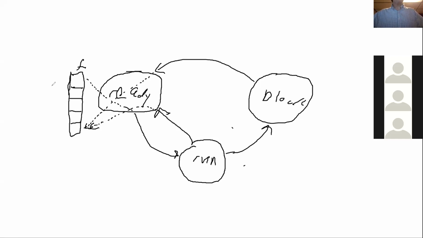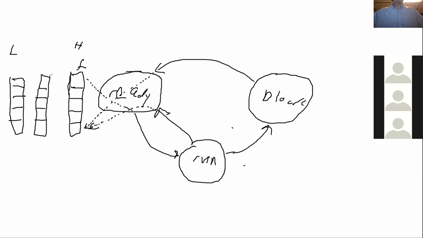Now, what the multi-level feedback queue does is actually put several queues here. I'll draw, say, just 3 of them. We'll see in a minute, there's actually a lot of them, but there's going to be several queues here. This will be the highest priority queue, and this will be the lowest priority queue over here.